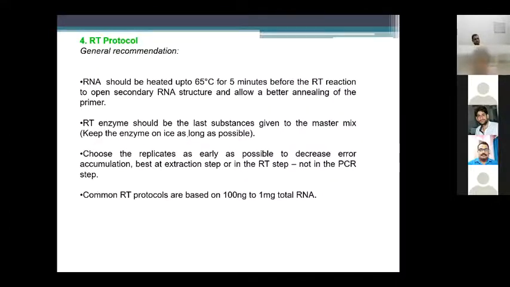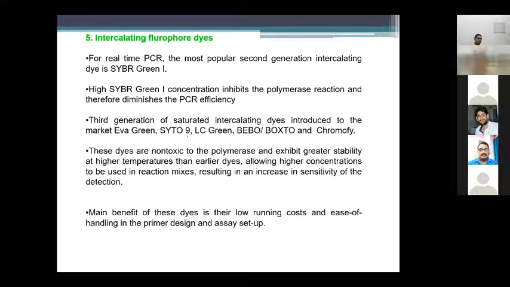For intercalated fluoroprobe dye, we use real-time PCR. The most popular second generation intercalated dye is SYBR Green or EvaGreen. We are now using the EvaGreen dye. So the third generation dye is also using the EvaGreen dye, which is highly efficient, and the stability is more as compared to the SYBR Green.